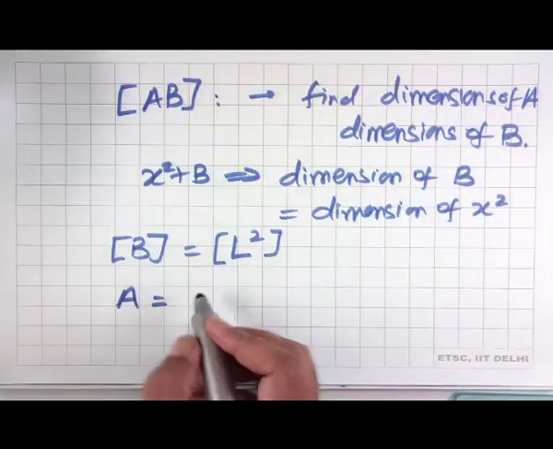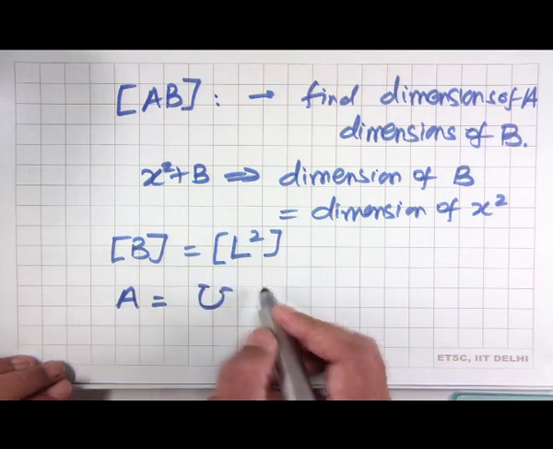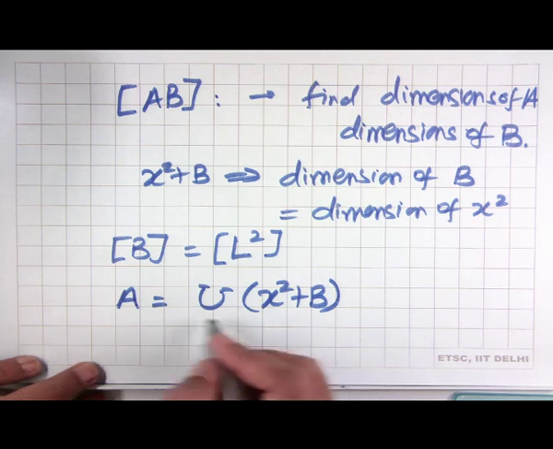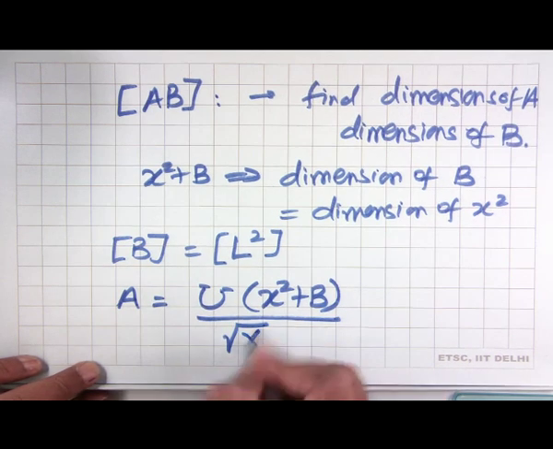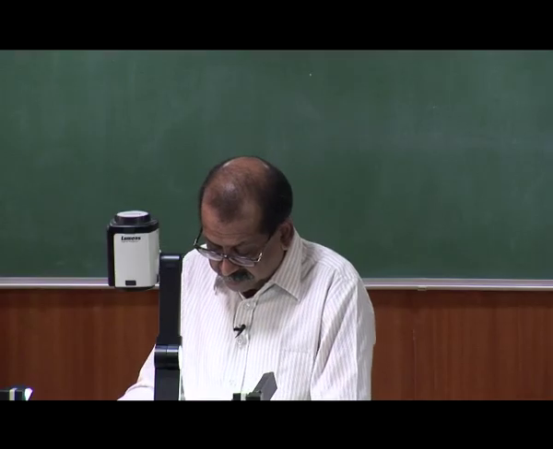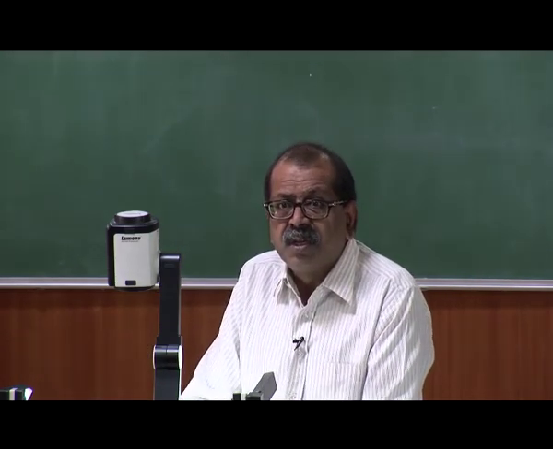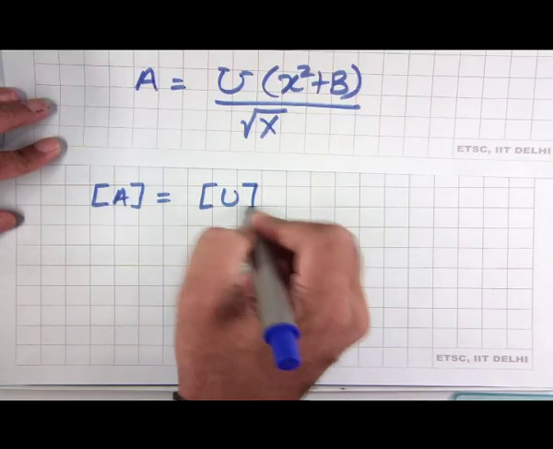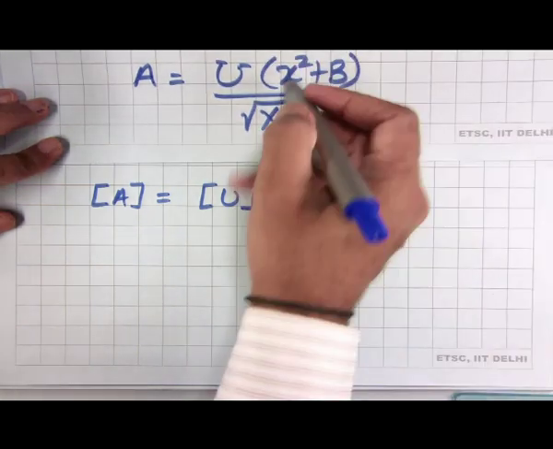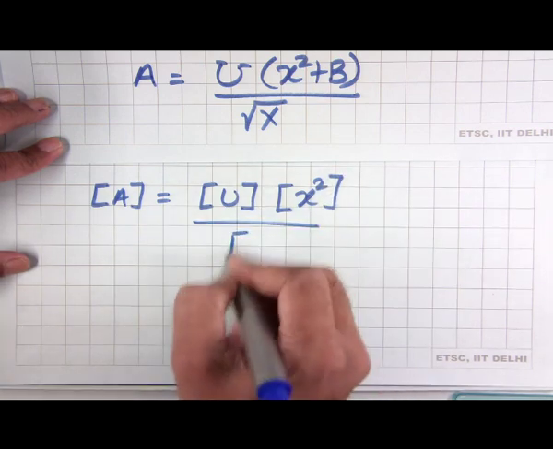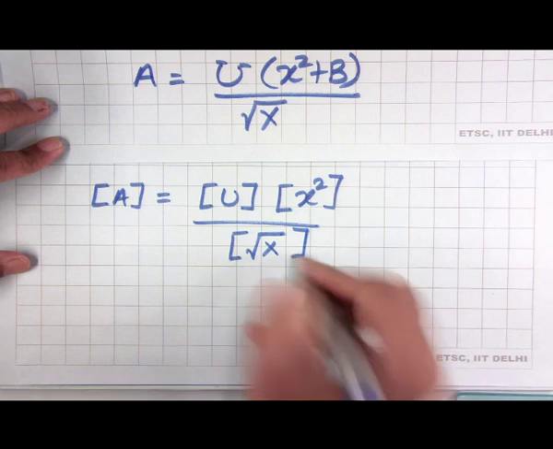So, A will be equal to u times x square plus b divided by square root of x. So, now if I write the dimension, this is for A. A is given like this. So, dimension of A is equal to dimension of u times dimension of either x square or b, one of these. So, let us say dimension of x square divided by dimension of square root of x.